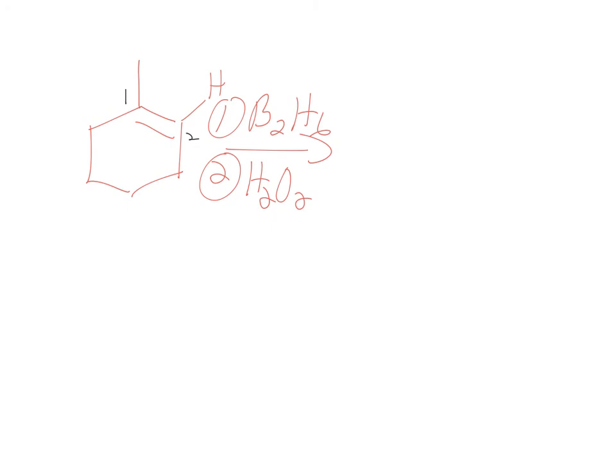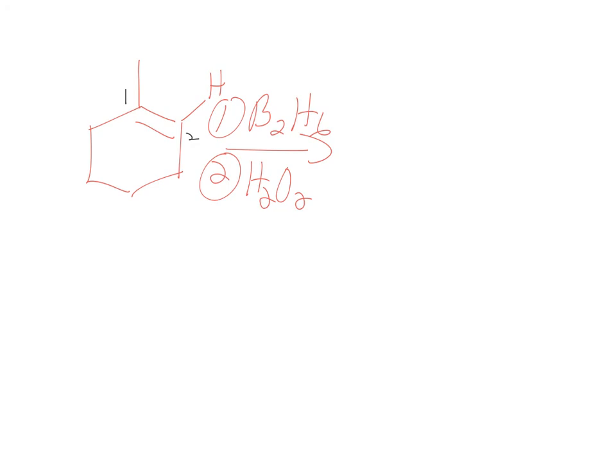So for this one, we're doing B2H6, which is the same as BH3, right? Anytime you see boron and hydrogen, just think that's what's going to do hydroboration. Second step is H2O2, which is just the replacing part. You need to know the mechanism for the first part. I'm not going to show you the mechanism for the first part here. I've done it before. You can find that.